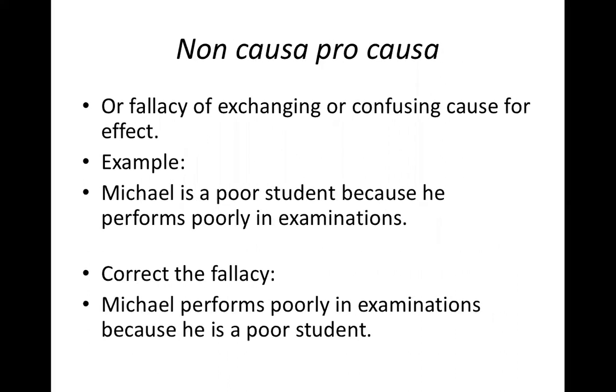Then we have non causa pro causa, the fallacy of exchanging cause for effect. You take an effect and you say it is the cause. You see the cause and then you say it is the effect. Example: Michael is a poor student because he performs poorly in examinations. But that's wrong. To correct it, we'll say, Michael performs poorly in examinations because he's a poor student. So being a poor student comes before performing poorly in examinations.